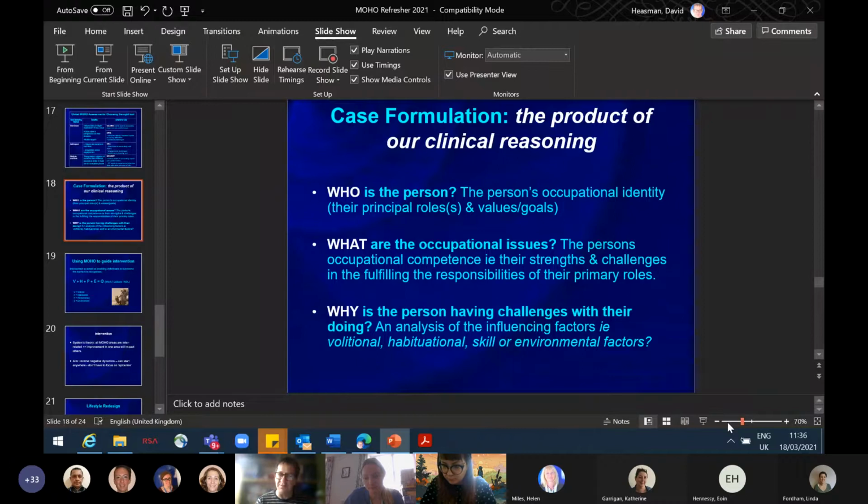Going to skim through this case formulation stuff. So this is the next stage. After you've done that kind of work, where you've started to pull together your assessment, this is where you go next, I would suggest.